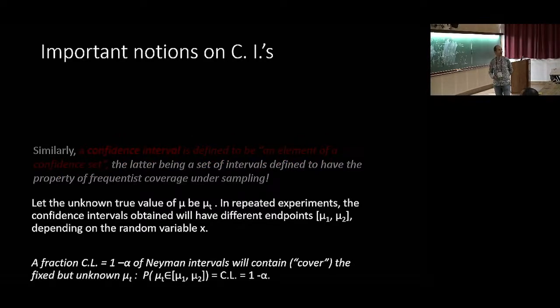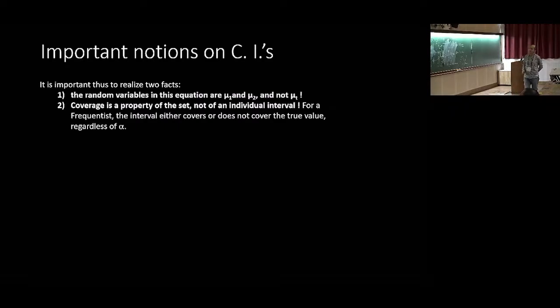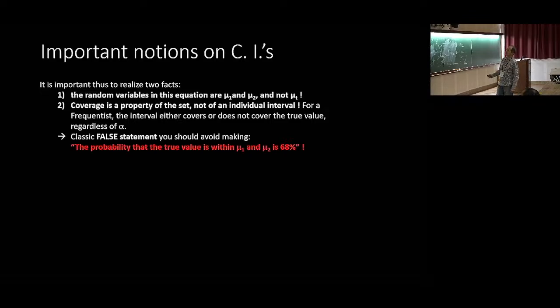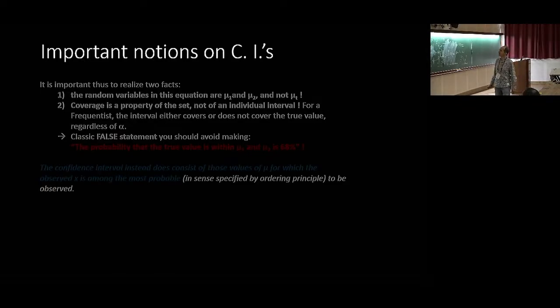So the random variables are mu1 and mu2, and that is what actually allows me to make this statement. Because I'm a frequentist, I cannot speak of the probability of a parameter of nature. But here I'm implicitly talking about the probability of the two parameters mu1 and mu2. That is what makes this statement correct. The random variables are mu1 and mu2, and they depend on x, of course. Coverage is a property of the set. And for a frequentist, the interval either covers or does not cover, regardless of alpha. And the classic false statement you should now be able to avoid making, you will remember that yesterday morning I was saying all these things that shouldn't be said: the probability that the true value is within mu1 and mu2 is 68%. This is not true. It is a statement that doesn't hold because it's only the set that has this property, not the individual interval you came up with. The confidence interval instead does consist of those values of mu for which the observed x is among the most probable. But okay.